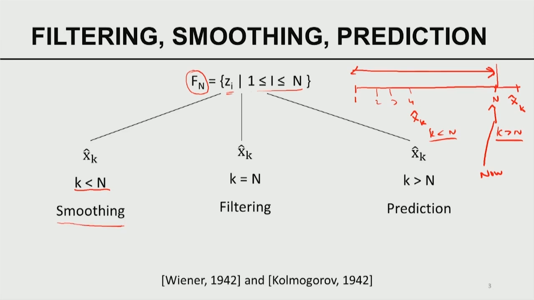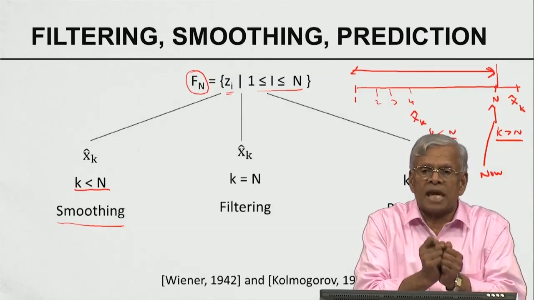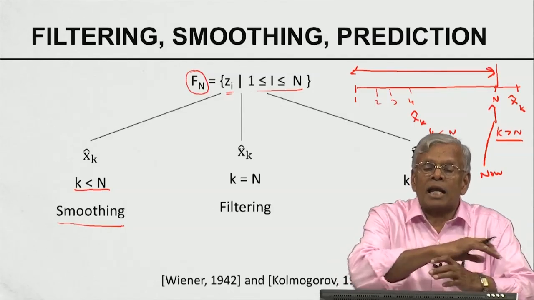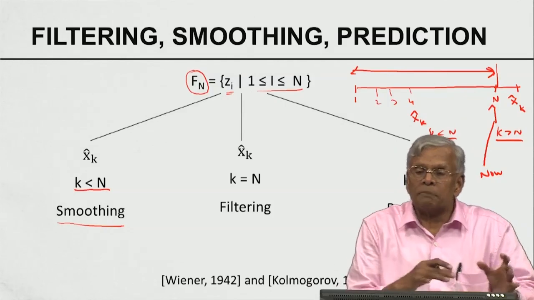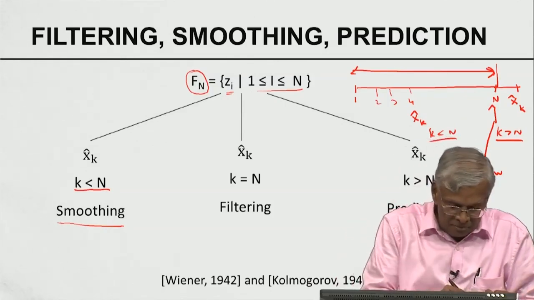Because I have the benefit of the entire observation 1 to n, I am interested in finding an estimate at a time k in between 1 and n. I am allowed to exploit all the observations, and that problem is called the smoothing problem. So, prediction problem, smoothing problem.